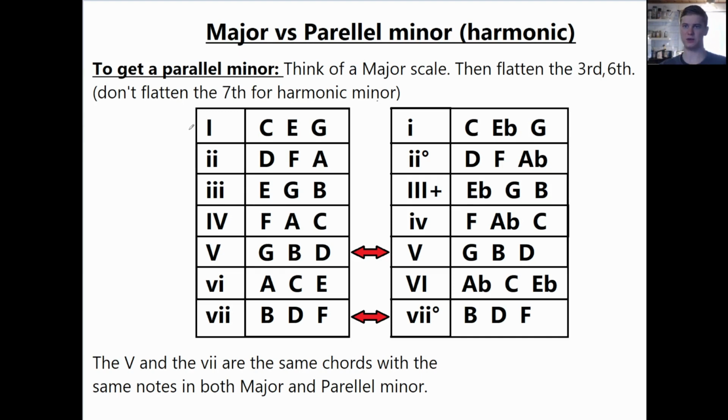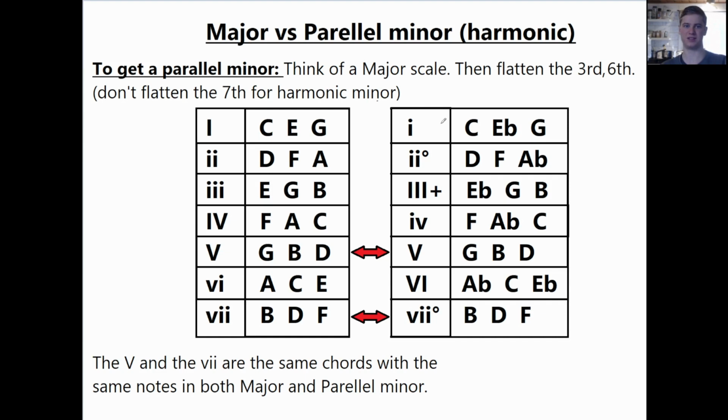Okay, so as you can see, we have our major scale. So we have our degrees 1 through 7. And with that, we have the notes that make up C major. So C, D, E, F, G, A, and B. So what's going to happen is we're going to flatten the 3 and the 6, which in this case happens to be the note E and A.